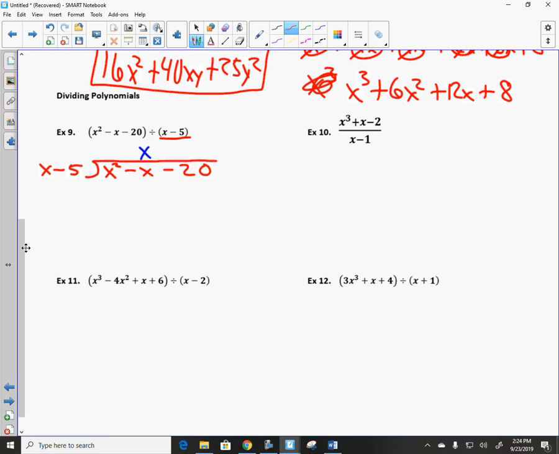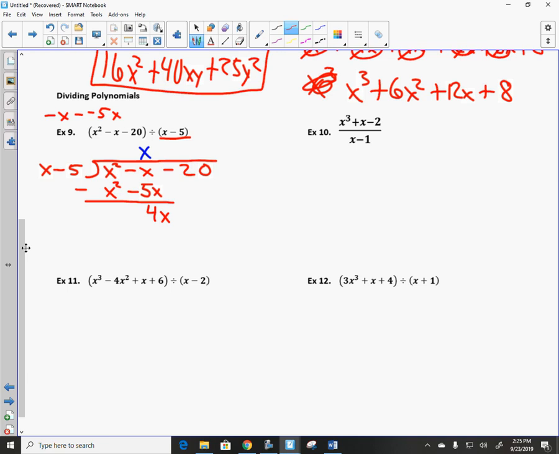I take the x and I multiply it back through. What's x times x? What's x times negative 5? And now I will subtract. What is x squared minus x squared? 0. But what is negative x minus negative 5x? Positive 4x. And you can see where a lot of people make that mistake.